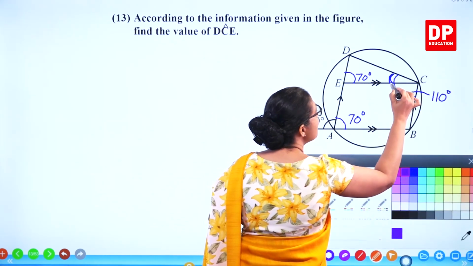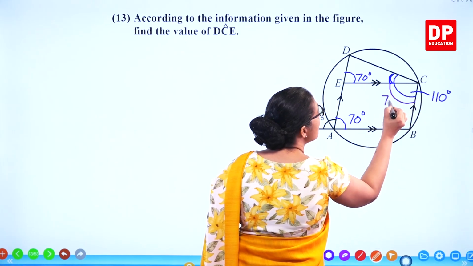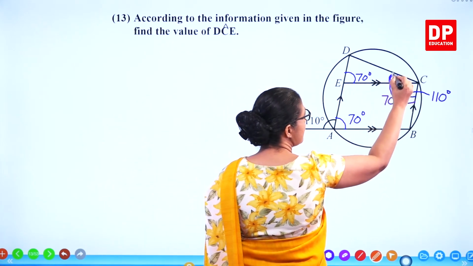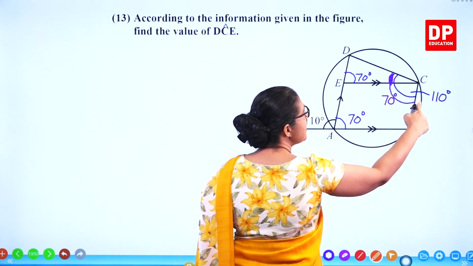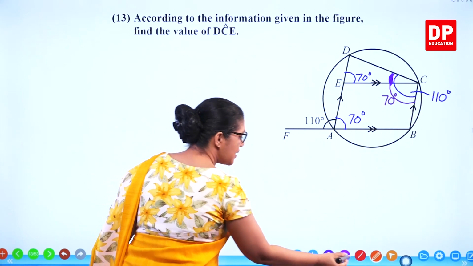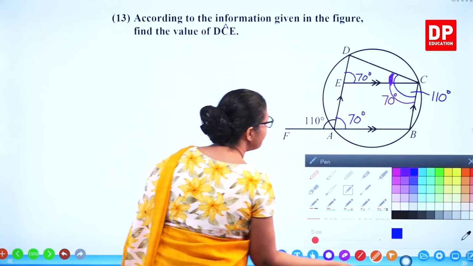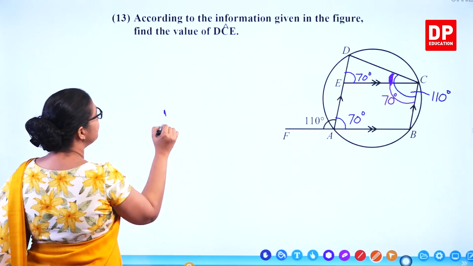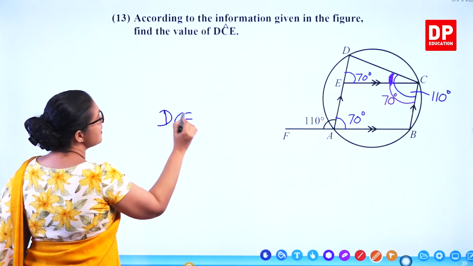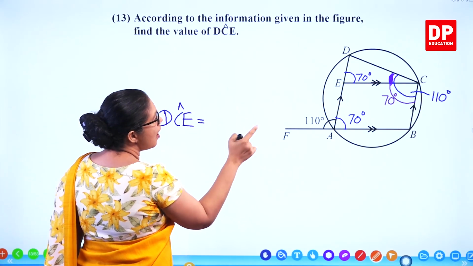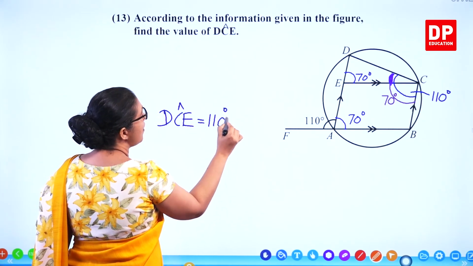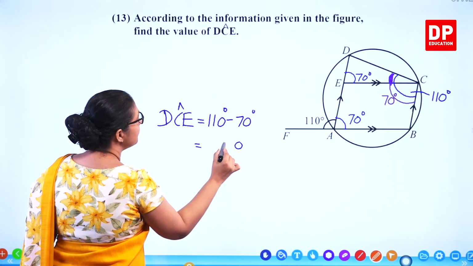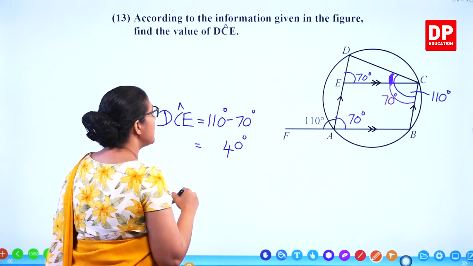Now we can easily find out the required angle. So what's the required angle? This one. So 110 minus 70. So we can straight away write down DCE is equal to 110 minus 70. So you get 40 degrees.